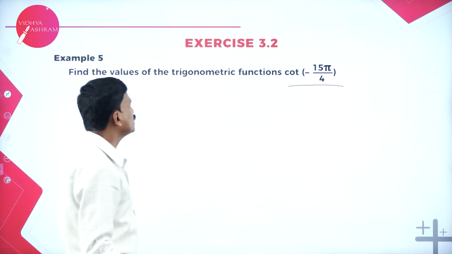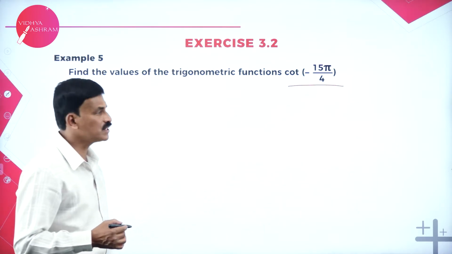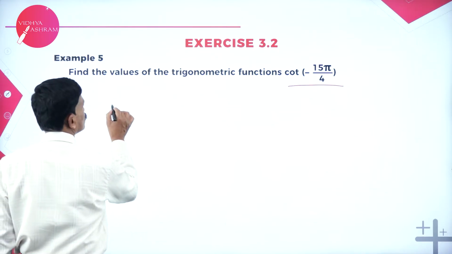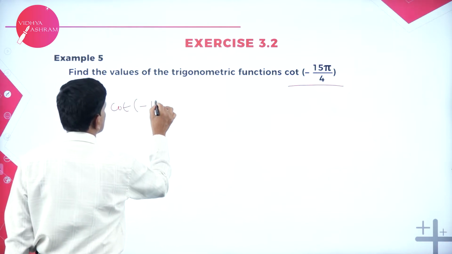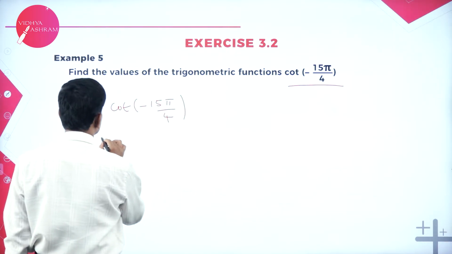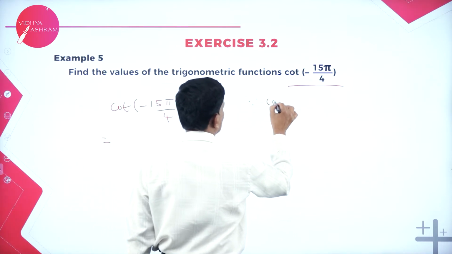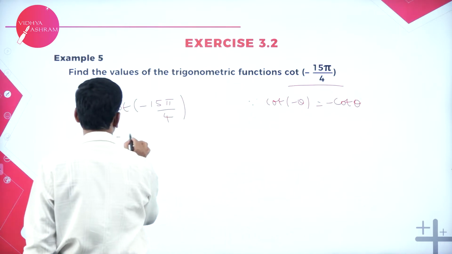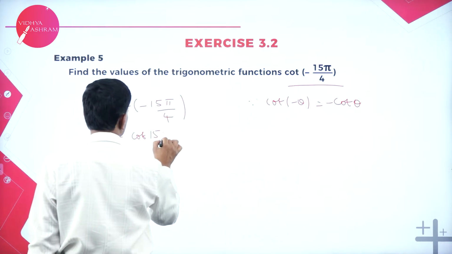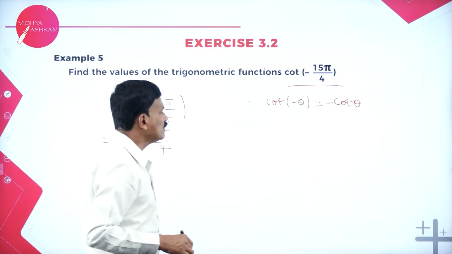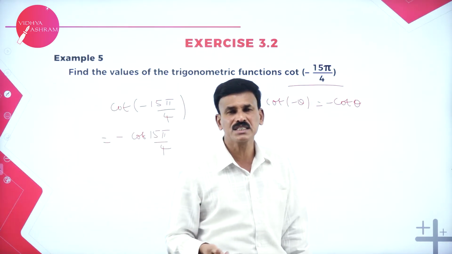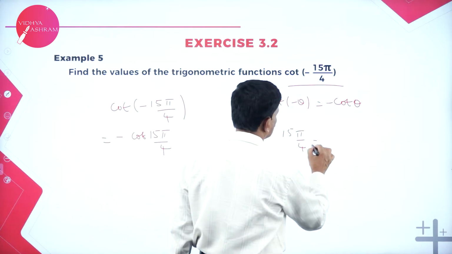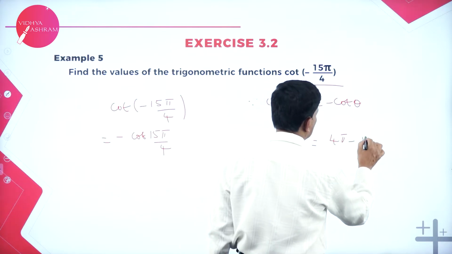What is given? Find the value of the trigonometric function cot of minus 15 pi by 4. Since you know the value of cot of minus theta, cot of minus theta is minus cot theta itself, so minus cot 15 pi by 4. Now, convert this 15 pi by 4 into less than 90 degrees. This 15 pi by 4 can be written as 4 pi minus pi by 4.